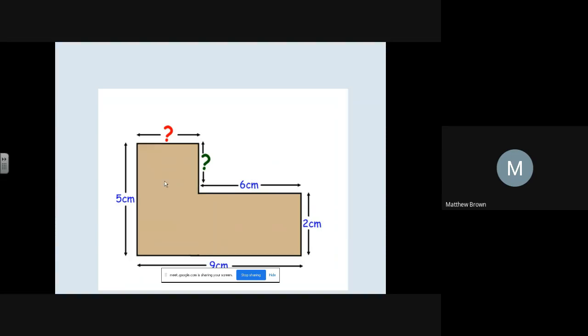So for the green question mark, we've got a 5 centimeter side, and this bit down here, which is 2 centimeters. So the green one is 5 take away 2, which is 3 centimeters. Exactly the same method. You've got 9 centimeters at the bottom, 6 at the sides, and 9 take away 6. So the red one is also 3 centimeters.